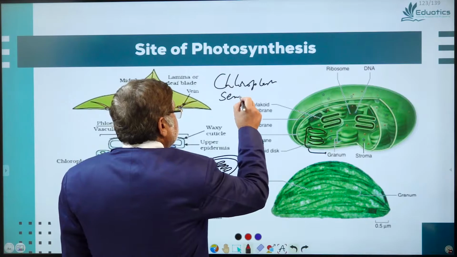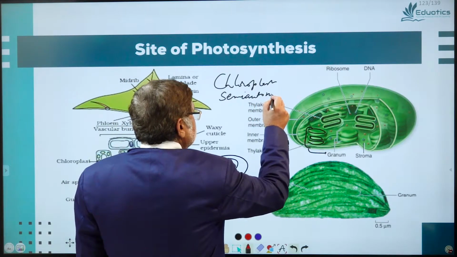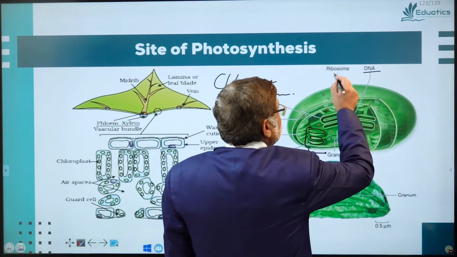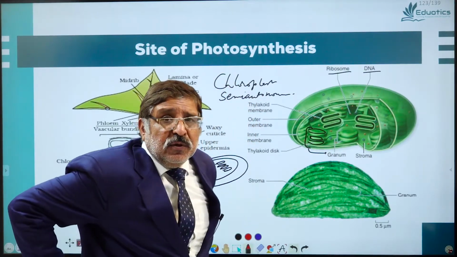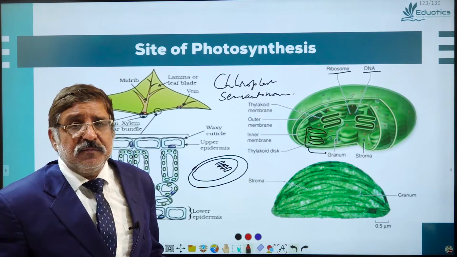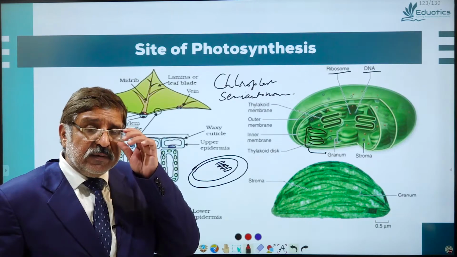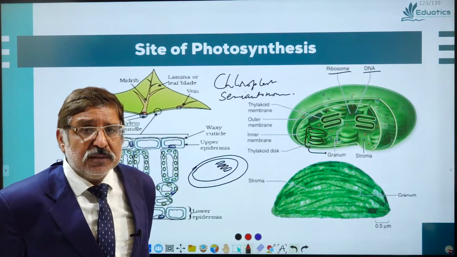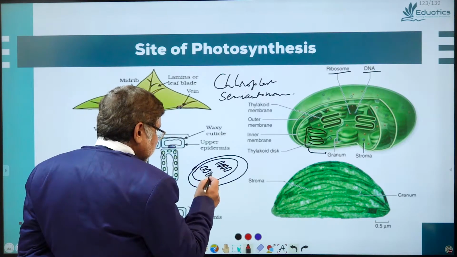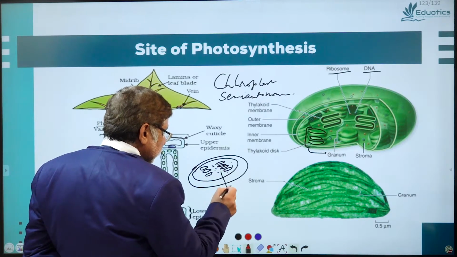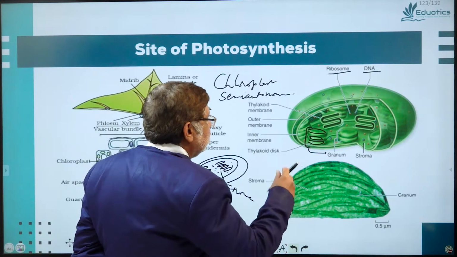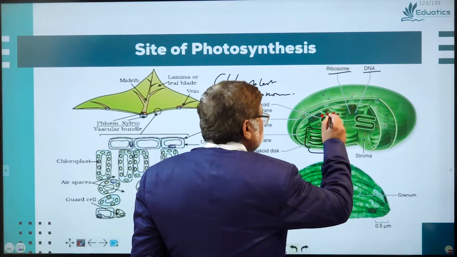As you know, chloroplasts are semi-autonomous cell organelles because they possess their own DNA, their own ribosomes, although they are dependent upon the cell for some nutrients, for some enzymes, but they have the power to divide on their own. That is why we call it semi-autonomous. Whatever is left between these thylakoids, this region, is stroma. As we proceed further, these thylakoids will contain chlorophyll molecules.